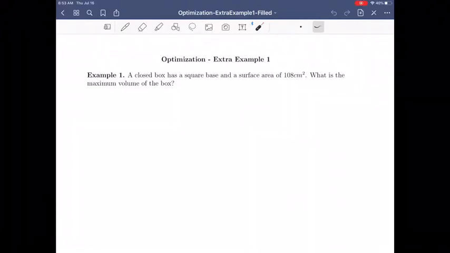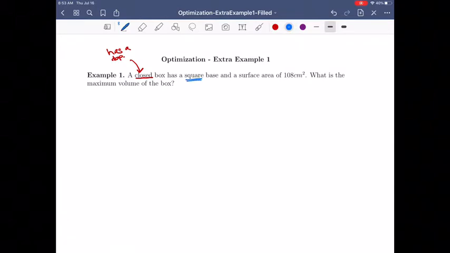In this video, we're going to do an extra example of optimization. So here we have a closed box with a square base and a surface area of 108 centimeters squared. And we want to know the maximum volume of the box. Okay, so first of all, let's just point out this word closed means that the box has a top. So there's a top of the box. And we know that it has a square base, okay?